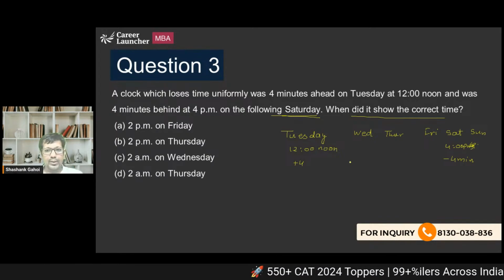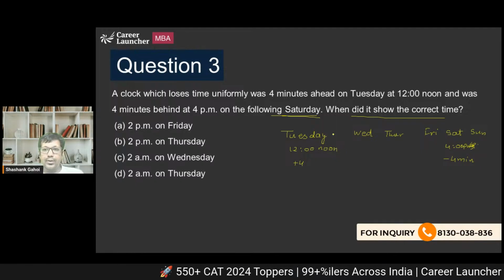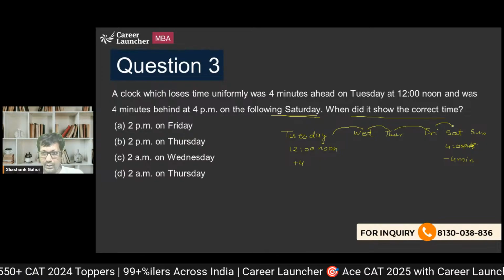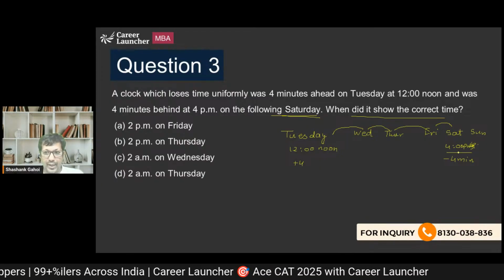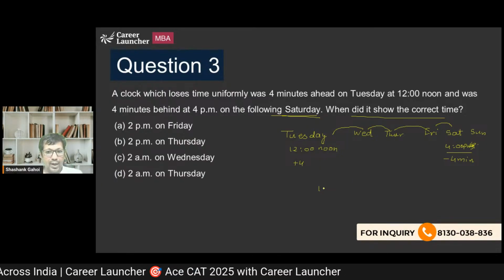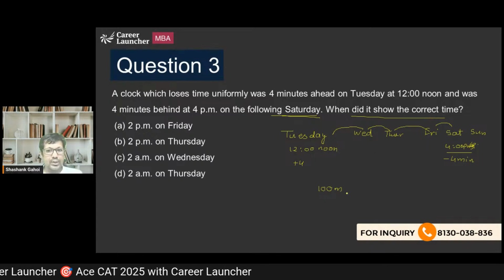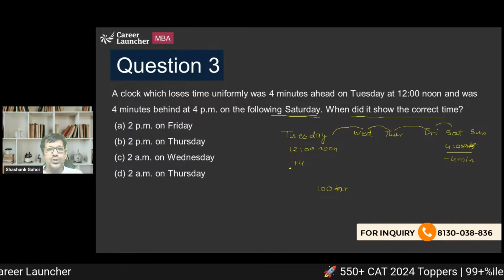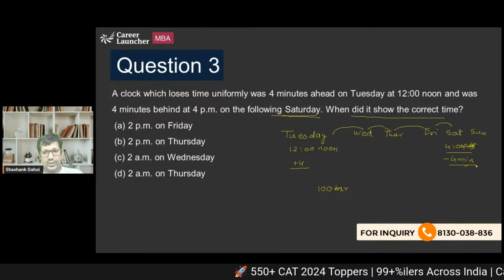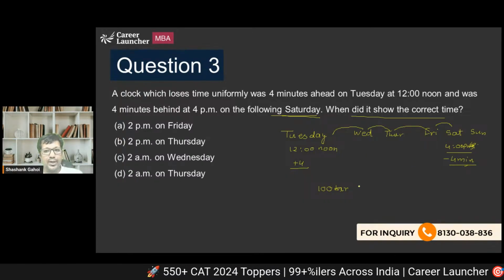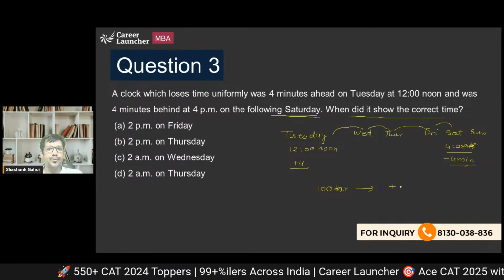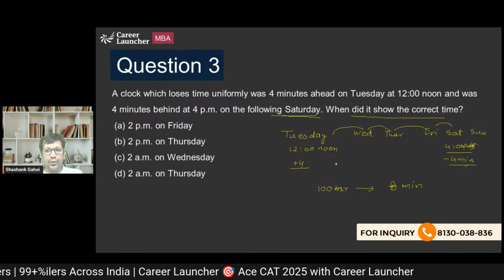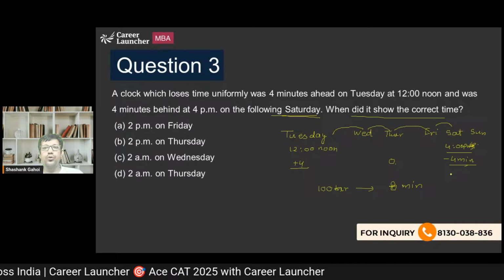Okay, so basically, 24, 24, 24, 24, 96 plus 4. In 100 hours, it has a time difference of 4 to 4. Right, so basically, in 100 hours, the overall time changes by 8 minutes. So from 4 to 0, then 0 to -4.